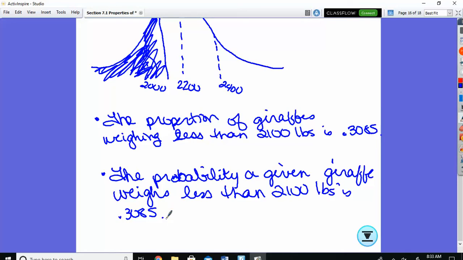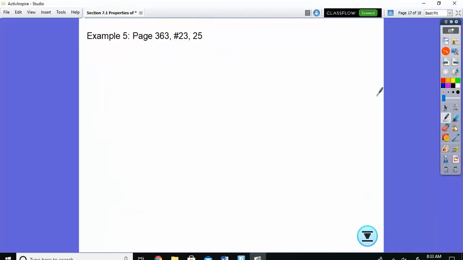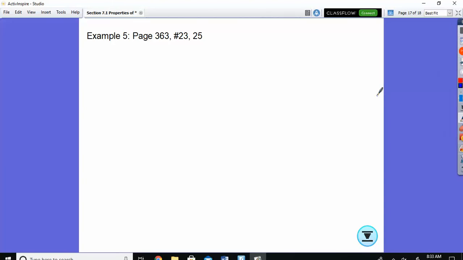And then the last thing I wanted to do was look at a couple questions, kind of like your homework, and just make sure we knew how to do this. So if you could get out your book, we're going to do 23 and 25 together. Page 360.